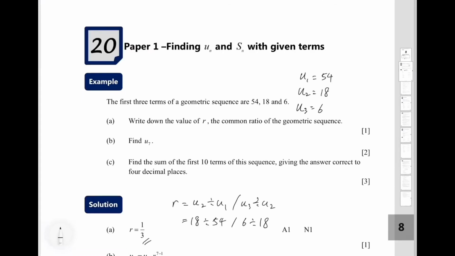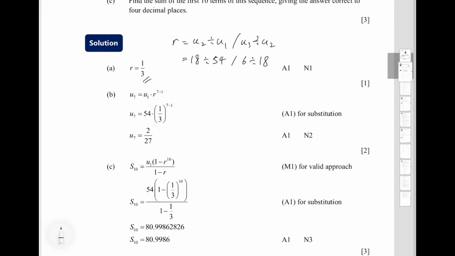And for part B, we are going to find u7, which is the seventh term of the geometric sequence. So we can use the formula un equals u1 times the common ratio r to the power of n minus 1. You can easily find this in the formula book. When we are going to find the seventh term, we should replace n by 7. As we already know the first term, which is 54, and also the common ratio, 1 over 3, you can see that we have 54 times 1 over 3 to the power of 7 minus 1. So we will have 2 over 27.